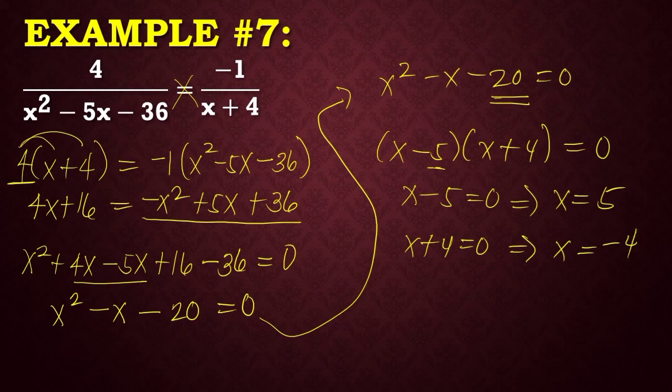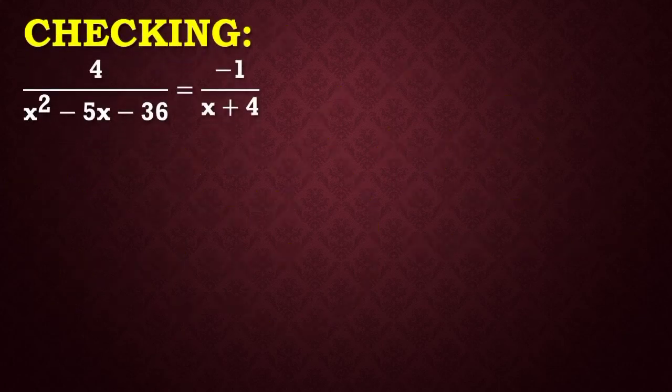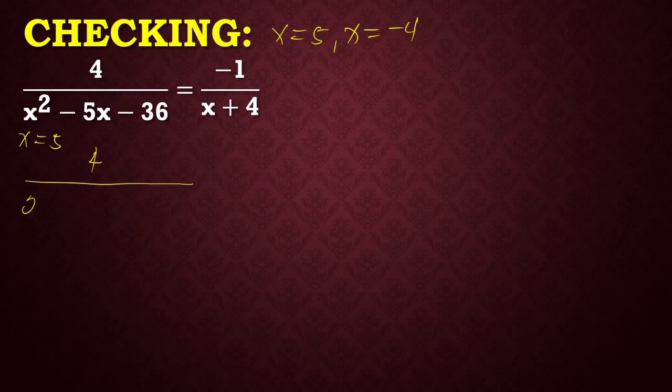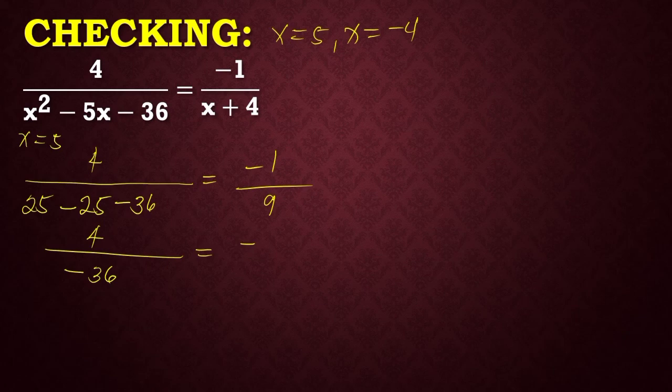So, check natin ngayon yung mga nakuha nating values ng x kung magtatama ba siya dun sa original equation. So, to check our solution, so, x equals 5 and x equals negative 4. So, x equals 5 muna. So, that is 4 over, so 5 squared, that is 25, and then negative 5 times 5, that is negative 25, minus 36 equals negative 1 over x, that is 5, plus 4, 9. Now, 25 minus 25, that is 0. So, matitira na lang negative 36 is equal to negative 1 over 9. And then, itong negative 36 na to, ipa-factor out natin siya para positive ang denominator, magiging negative 4 over 36 is equal to negative 1 over 9.